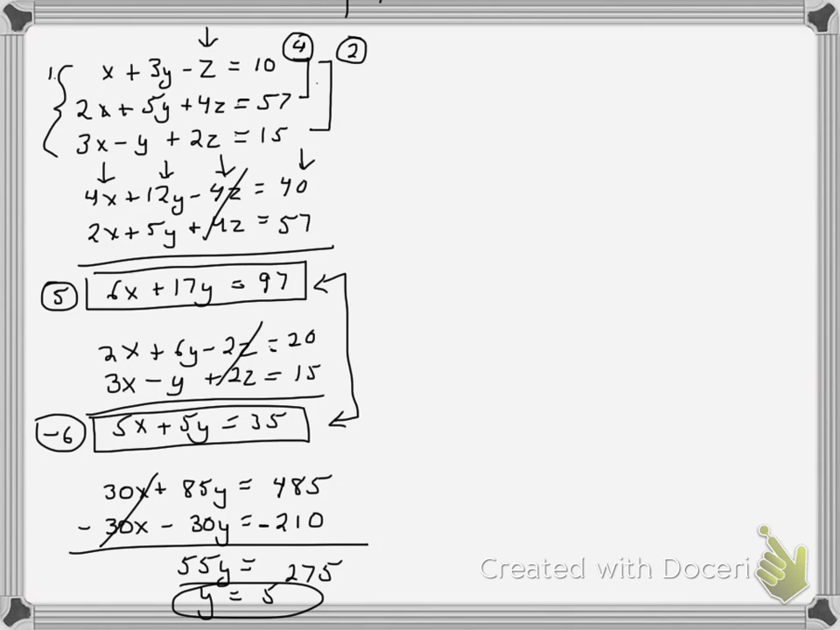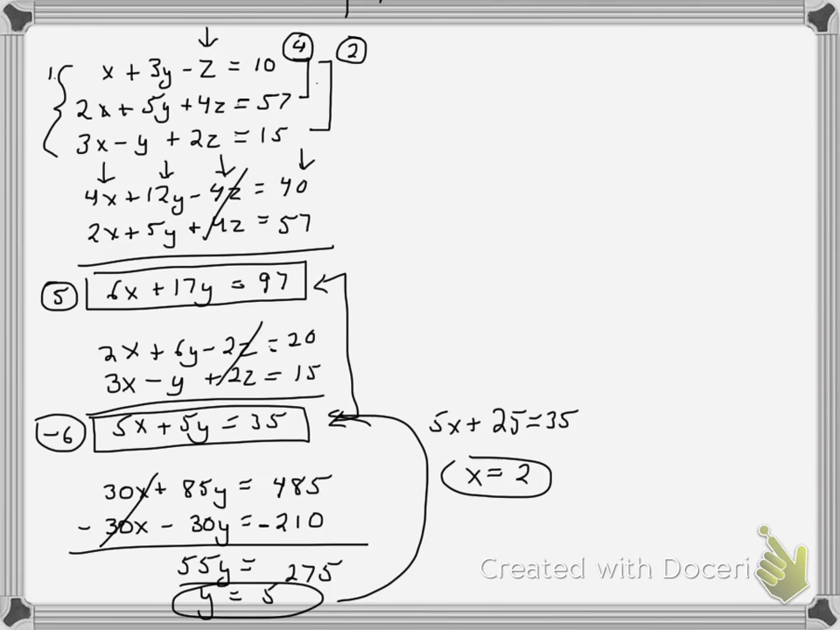Okay, so we get y equals 5. Then we'll plug it into one of these two to get my x value. 5x plus 25 equals 35. We'd subtract 25 from 35, we get 10 on the right side, and then divide by 5. We get x equals 2.